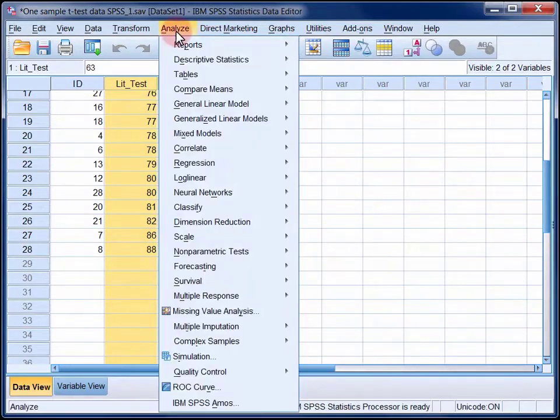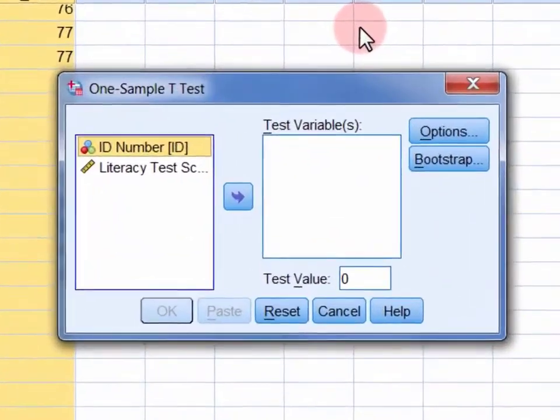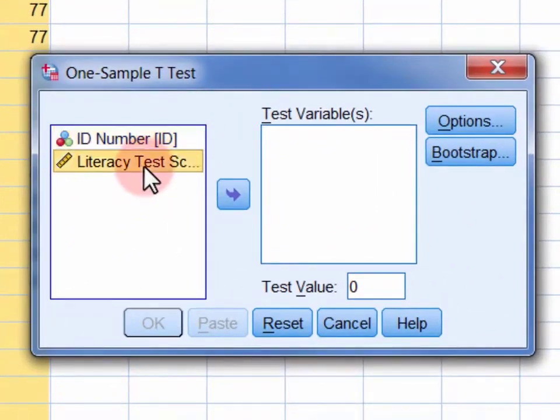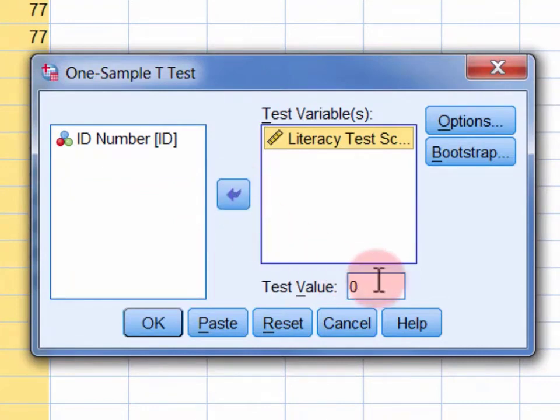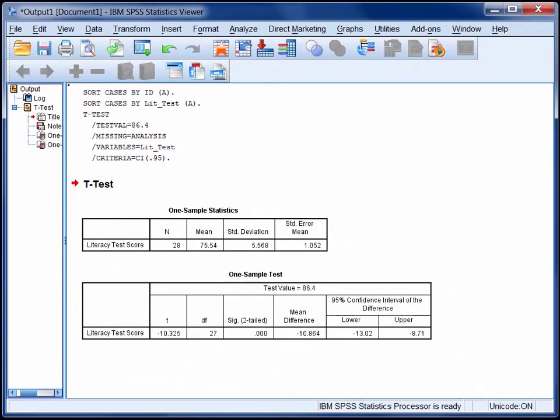In the Analyze menu, select Compare Means and then One-Sample T Test. Move the dependent variable, which is literacy test scores, into the Test Variables field and specify the national average test score of 86.4 in the Test Value field. This is the value that we want to compare the mean of the sample with. Click OK, and your output will appear in the SPSS Statistics viewer.